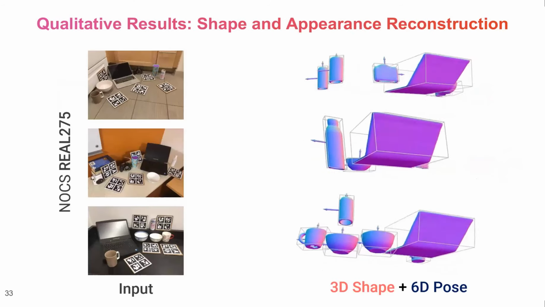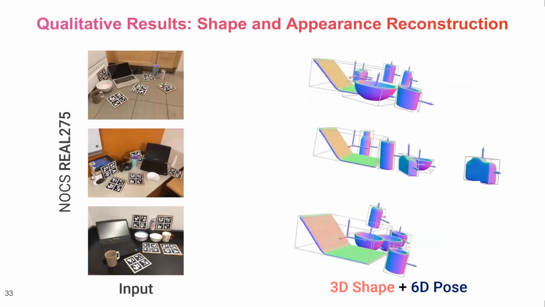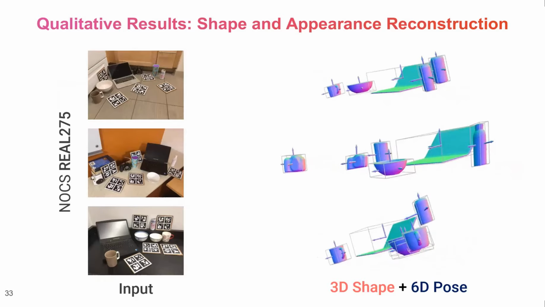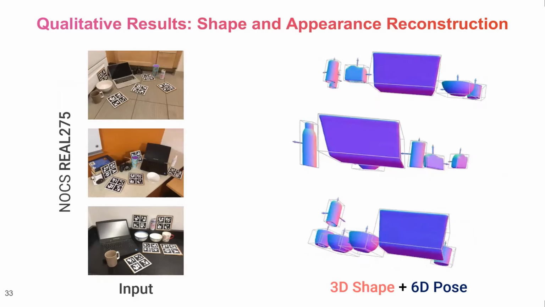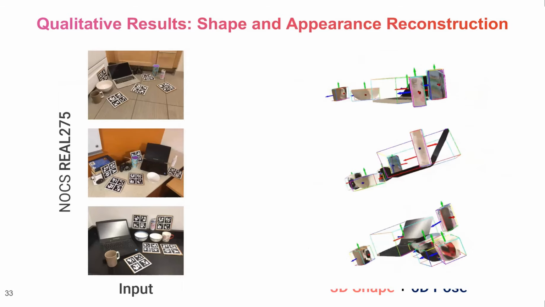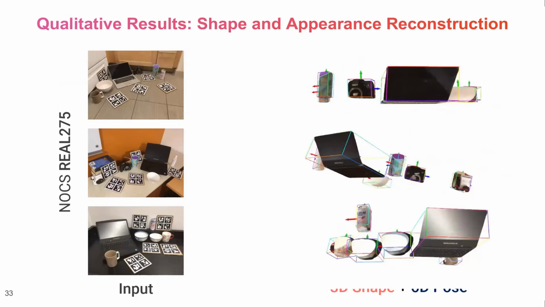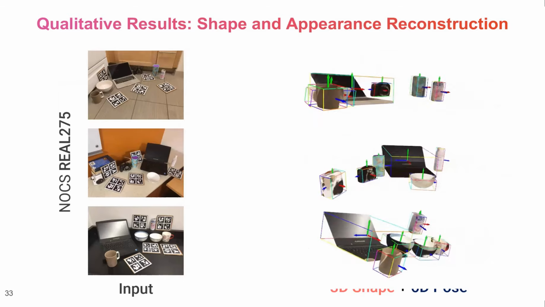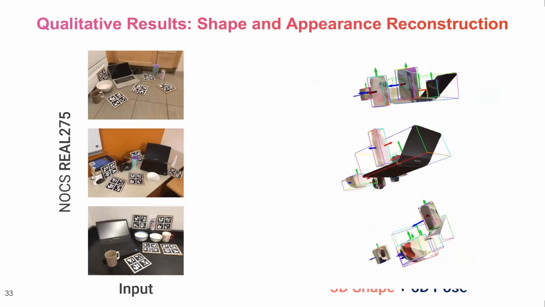Here we show more qualitative results of multi-object shape and appearance reconstruction for real world novel object instances. And these representations, again, are primarily trained on synthetic data with very minimal real world fine tuning, which really shows accurate shape and texture reconstruction quality.